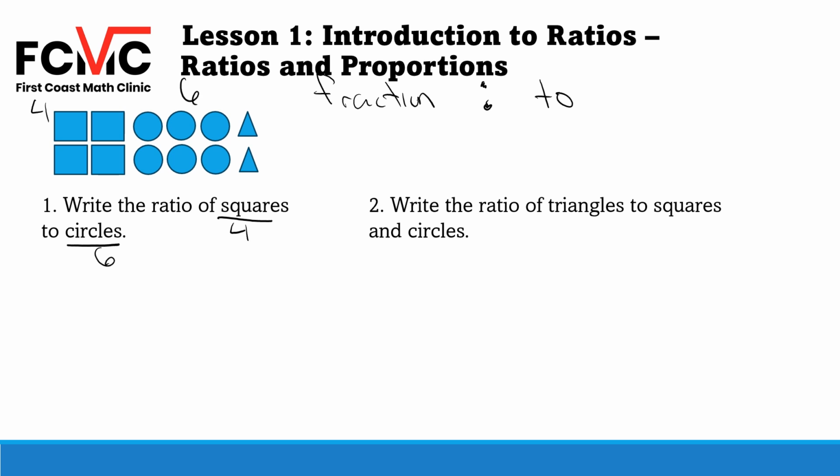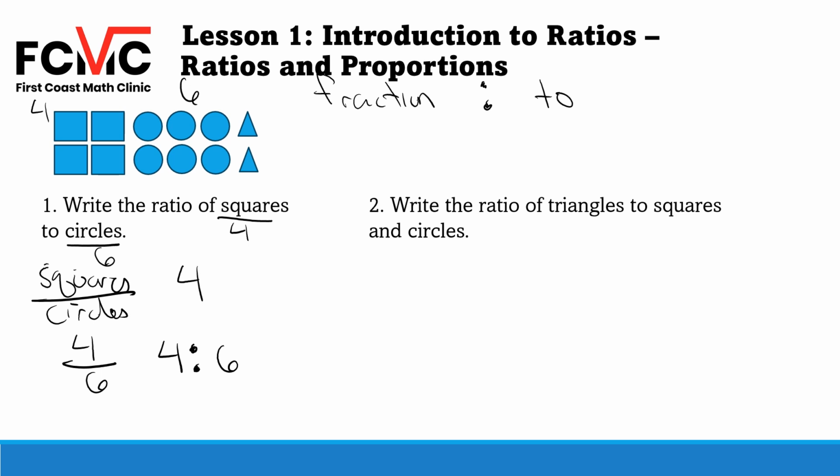So using our fraction, if we want squares to circles, we put our squares in the numerator and circles in the denominator, so we could have 4 over 6. Using our colon, we could write this as 4 colon 6, and using the word "to", we could write this as 4 to 6.